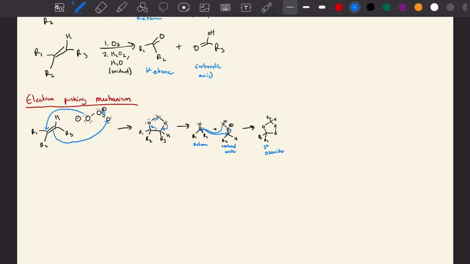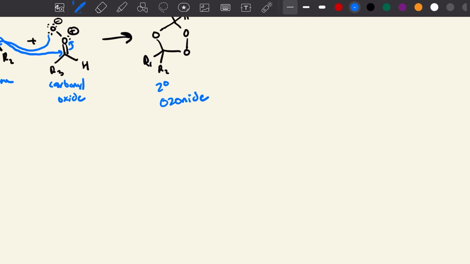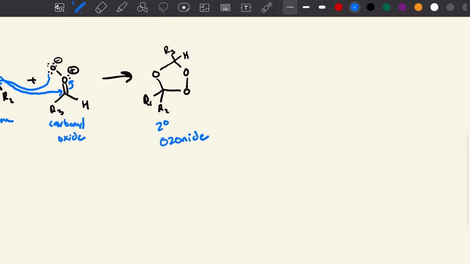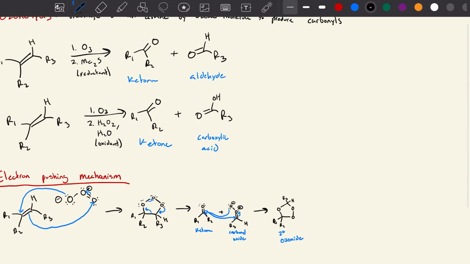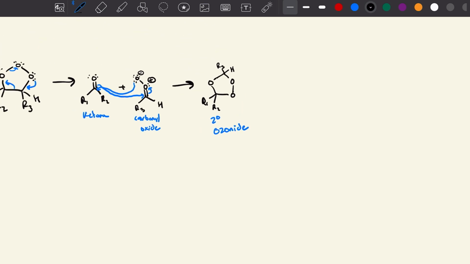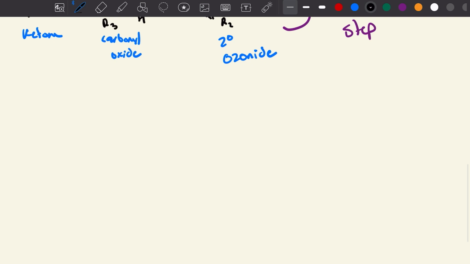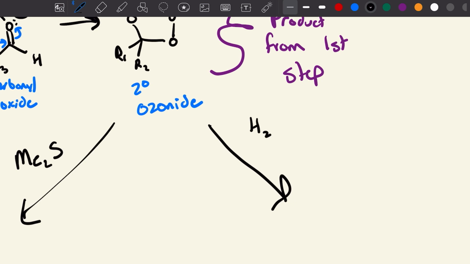So I basically said this is really all you need to know for the mechanism for ozonolysis, the electron pushing reaction for your first semester organic chemistry, because the second step reactions are quite complex. So from here, this is the completion of the first step. So as I said before, you could either reduce it with dimethyl sulfide or oxidize it with hydrogen peroxide.